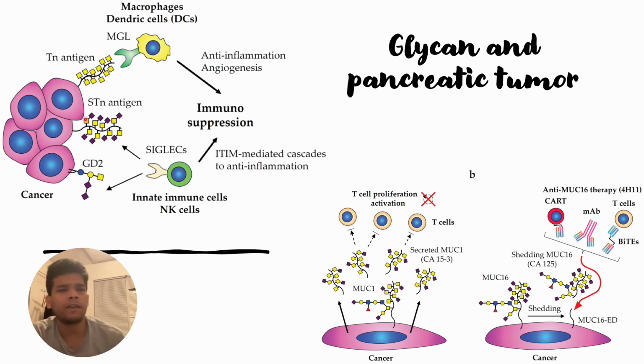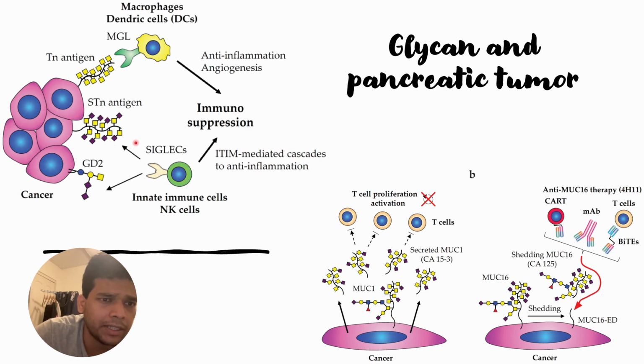So what are the functions of these individual glycans? Let us start with the TN antigen. The TN antigen interacts with the macrophages and dendritic cells through the galectin lectins that are expressed on them, and thereby it promotes angiogenesis and also suppresses the inflammation that is caused because of the aberrant growth of the cancer cells.